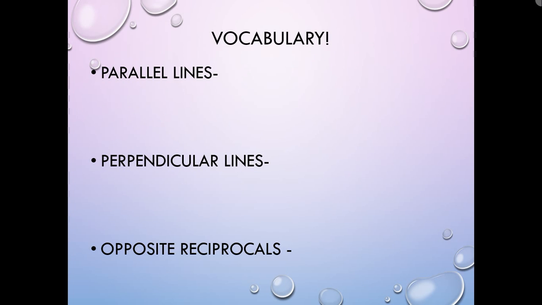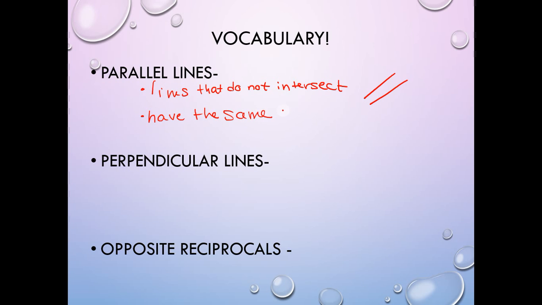So, parallel lines. Parallel lines are lines that do not intersect. So they look something like that to one another. Now, something that's really special about them, and we're going to use a lot today, is that they have the same exact slope. So both of their slopes are going to be 1/2 and 1/2, or 2 and 2. They have to be the same slope for the two lines to be parallel.